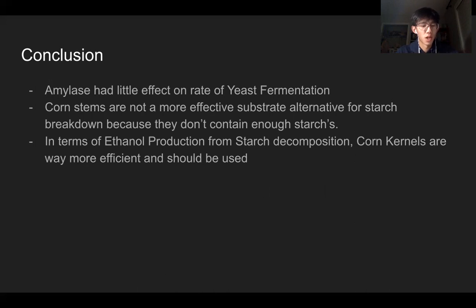Corn stems are not a more effective substrate alternative for starch breakdown because they don't contain enough starches. In terms of ethanol production from fermentation, corn kernels are more efficient and should be used.